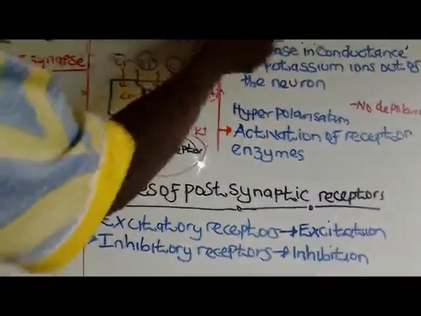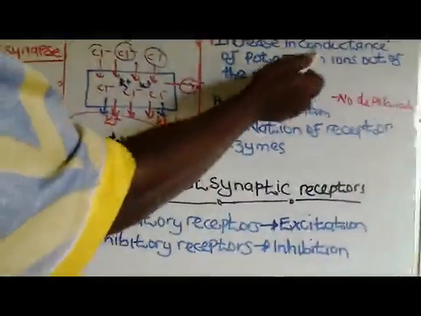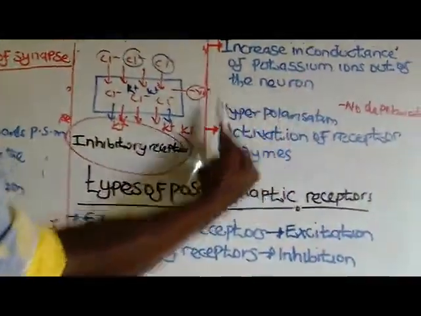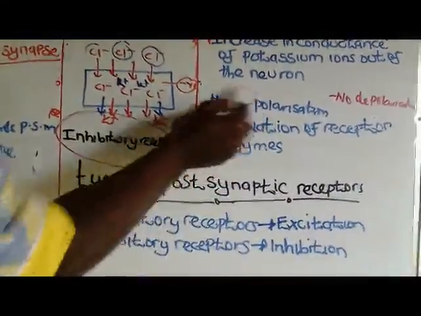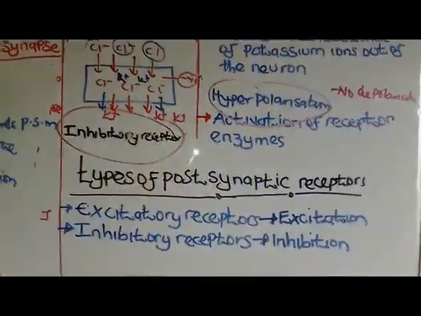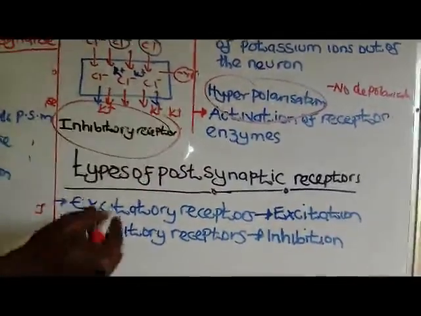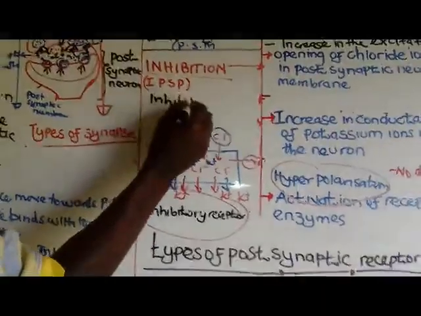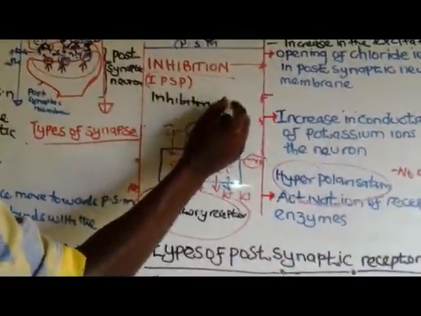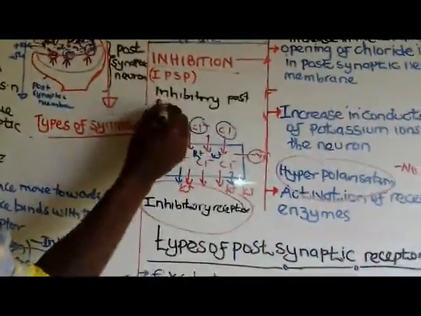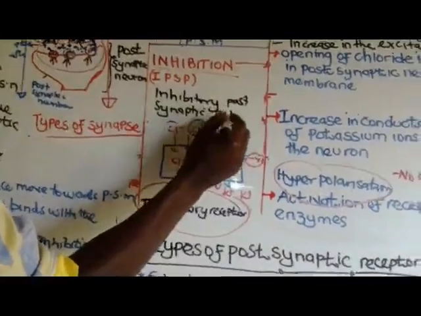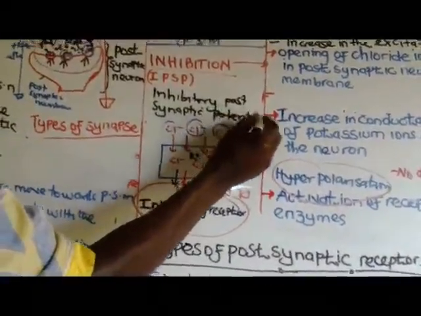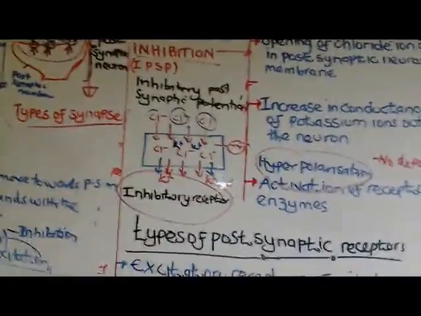So when you bring the opening of chloride channels, the increase in the conductance of potassium ions, as well as activation of the receptor enzymes, you will end up having what we call hyperpolarization. And if there is hyperpolarization, we are going to have the inhibitory postsynaptic potential. And this cannot allow the action potential to move downwards.